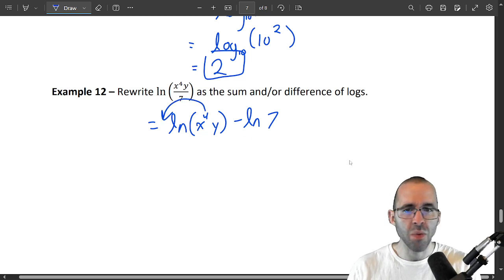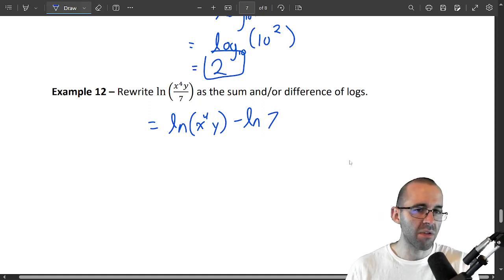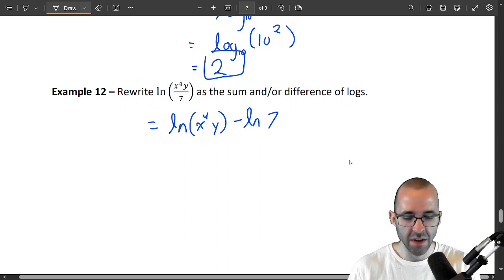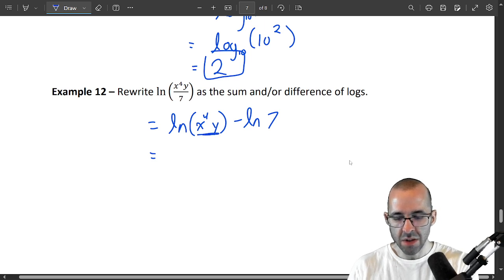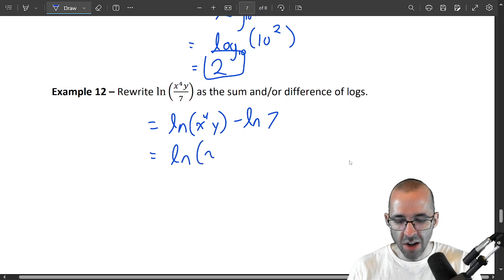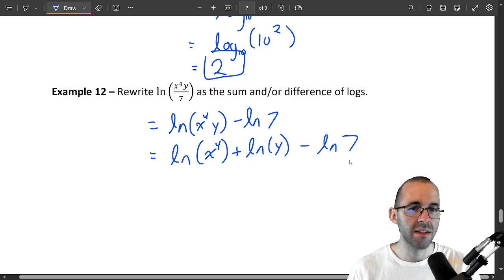We can't actually bring the 4 down yet because the y doesn't have a 4. We can only bring the exponent out in front if everything has the same exponent. So we have to split up the x and the y first. If I have a log of 2 things multiplied by each other, that's going to be that addition property. That's the logarithm of the first plus the logarithm of the second. And again, we still have the minus ln of 7 at the end.